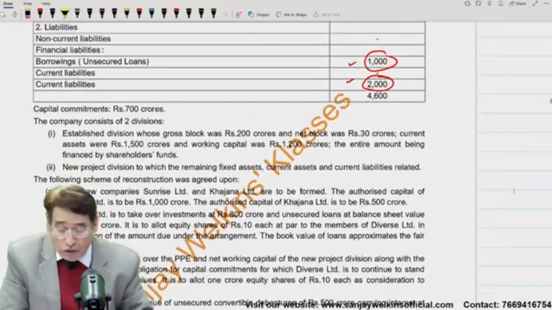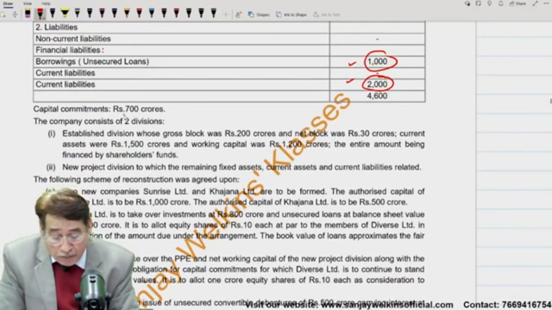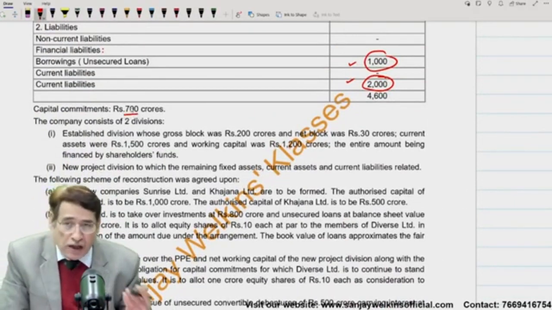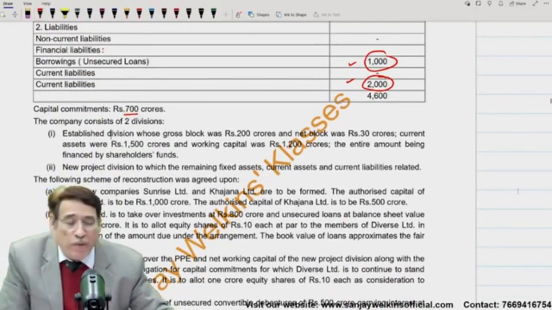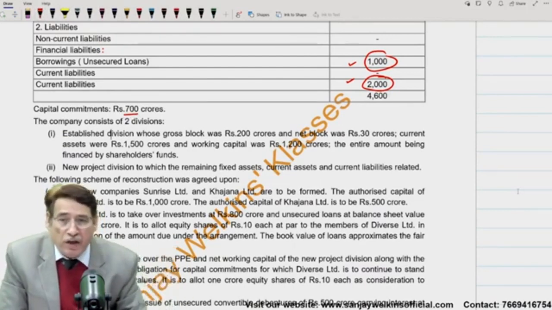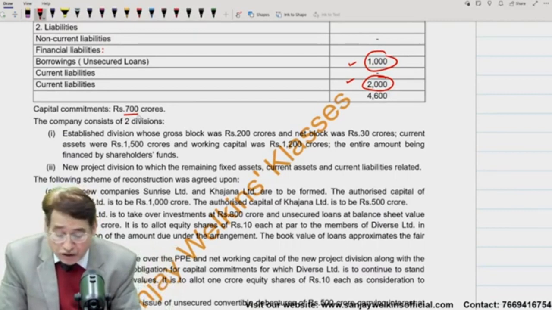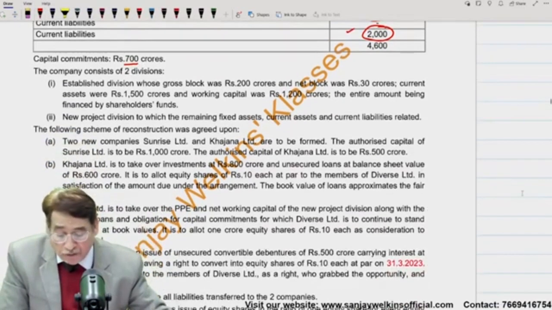Further, it is given in the question below: capital commitments. It is of course a contingent liability. Capital commitment means we might have entered into some agreement with some other entity, and we have given them a commitment of 700 crores. So it is a sort of contingent liability written under the footnote.